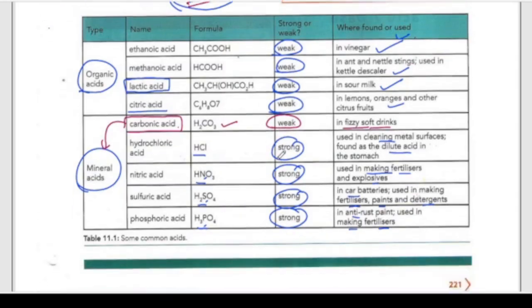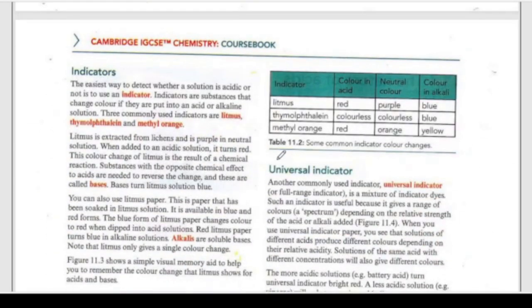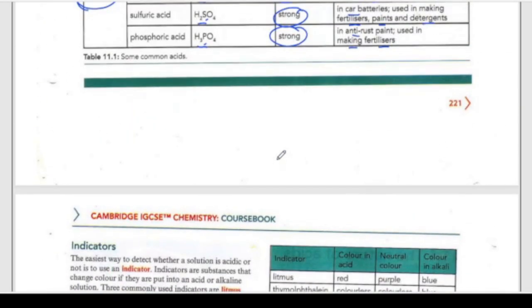All right, now after this let's talk about indicators. Before starting with the indicators, I will give you a quick idea of the bases. Okay, so acids we have already covered, and in that we have seen that acids have H plus ions, right? Similarly, when it comes to alkalis, alkalis are also called bases.